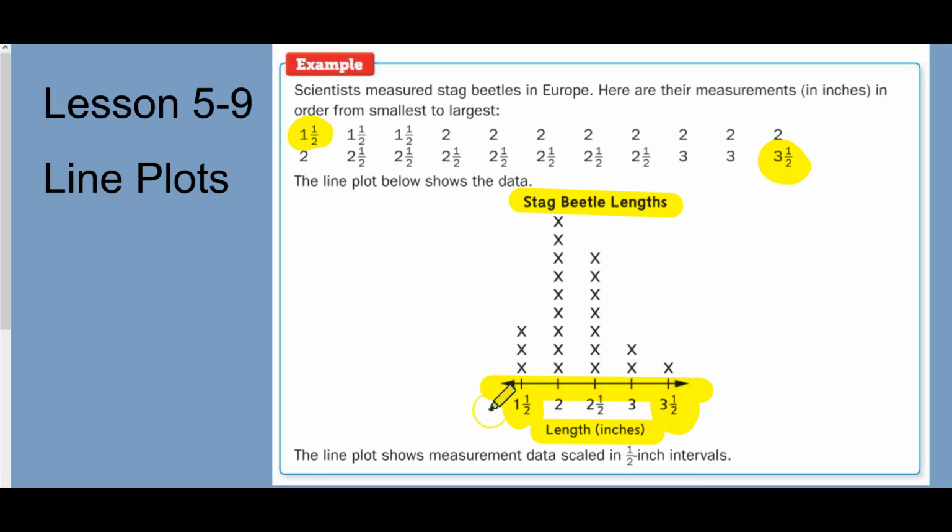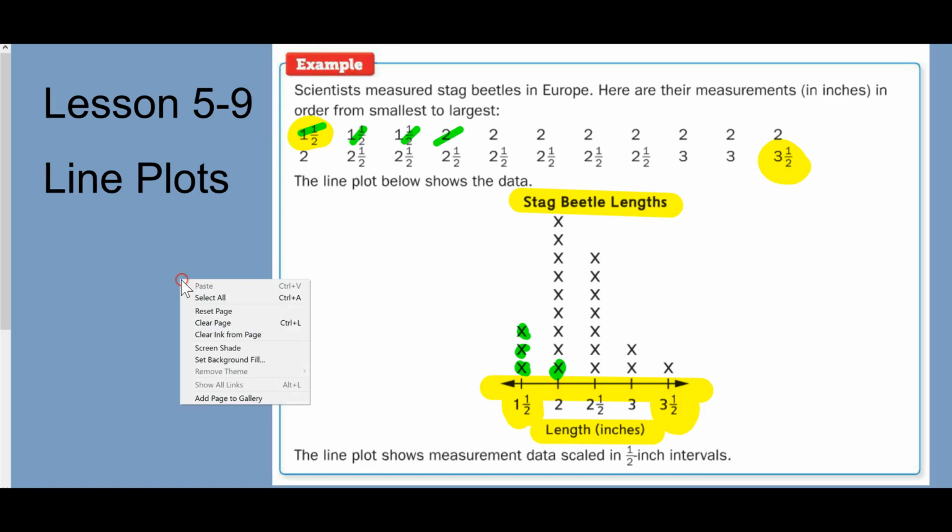Once I have my scale written in, I can plot the data. I look at the numbers above 1.5, and for each one I put an X above that measurement. 1.5 again, that gets another X. 1.5 again, there's my third X. 2, and so on.